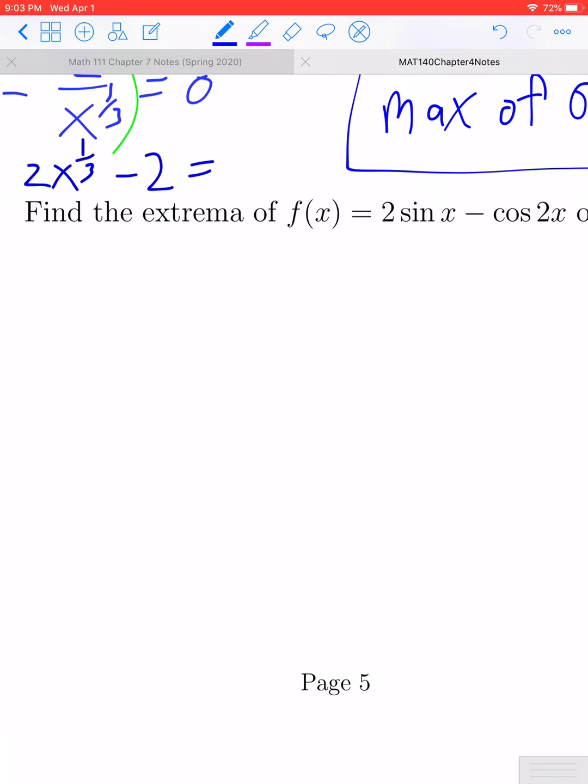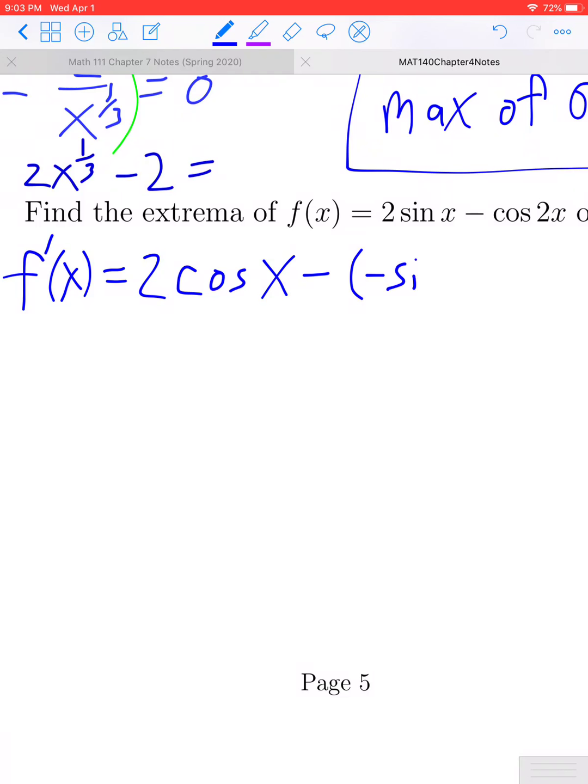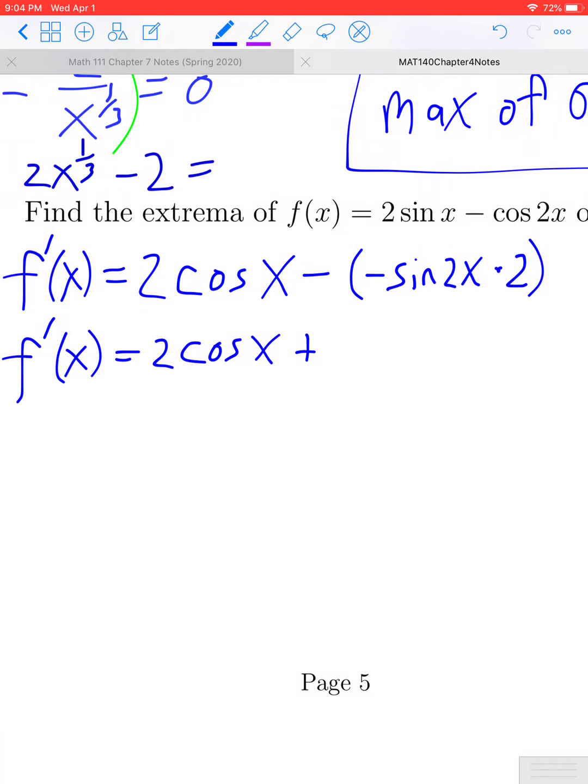First thing we'll do, let's go ahead and find our derivative. f prime of x is equal to 2 times the derivative of sine, which is cosine x. And then the derivative of cosine is negative sine 2x. And then from the chain rule, we have to multiply that by the derivative of the inside, which will be 2. So f prime of x is going to be equal to 2 cosine x plus 2 sine 2x.